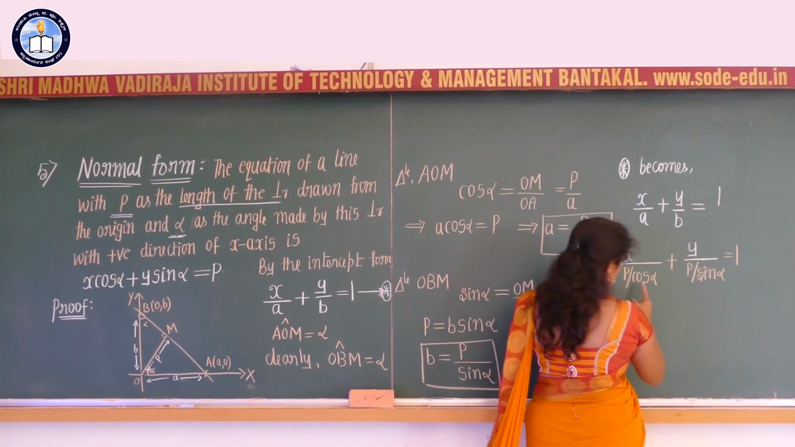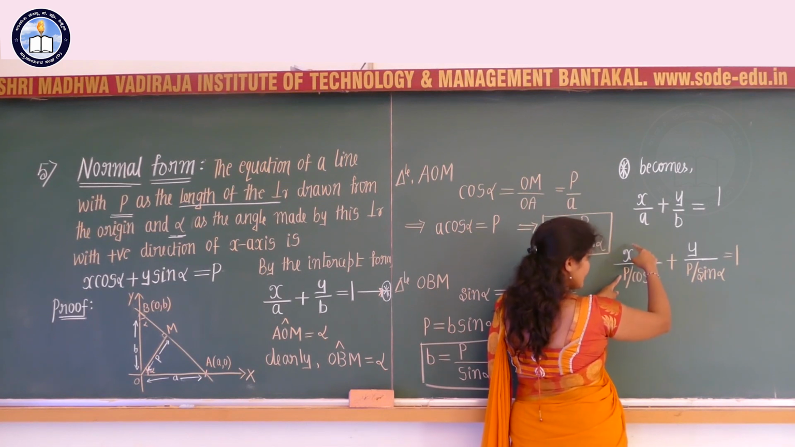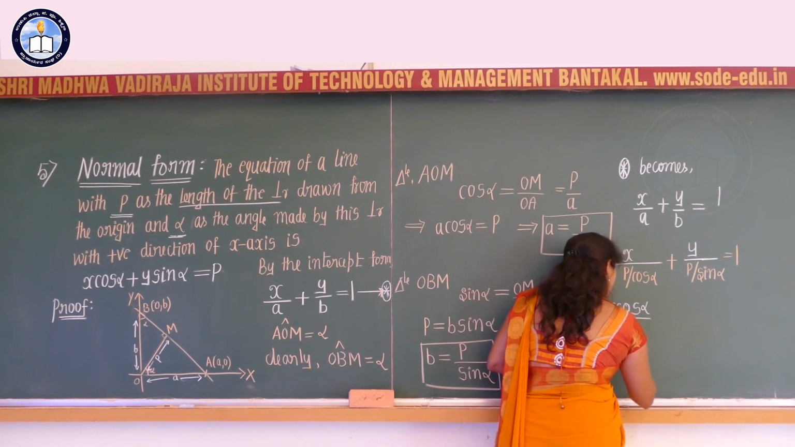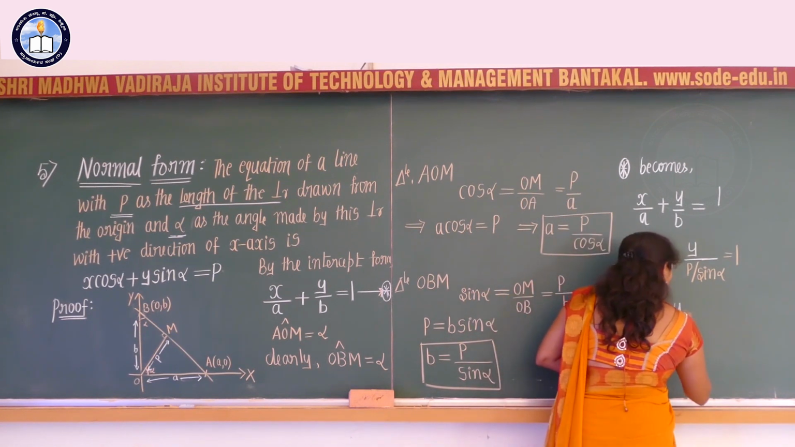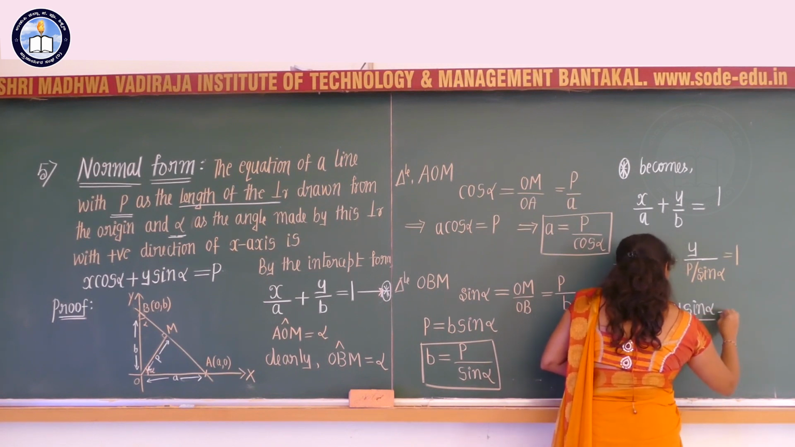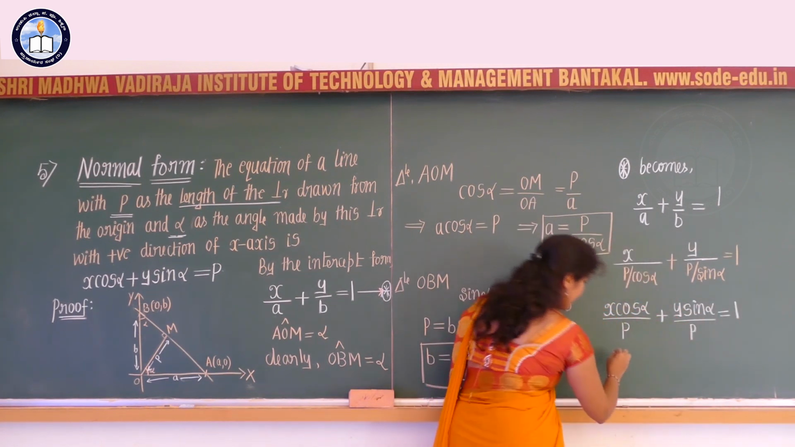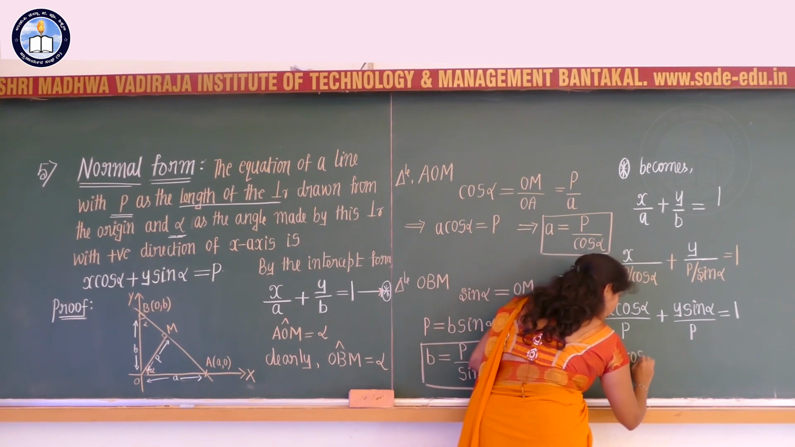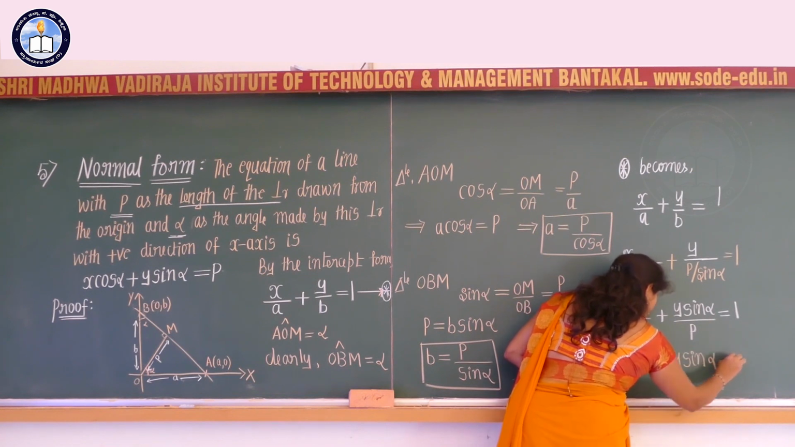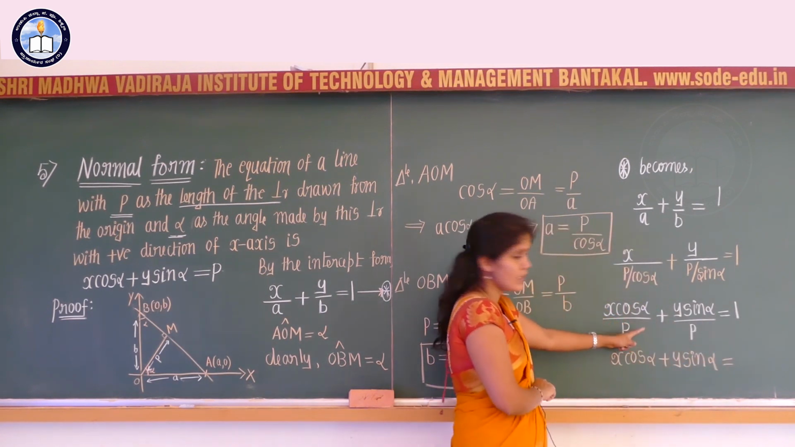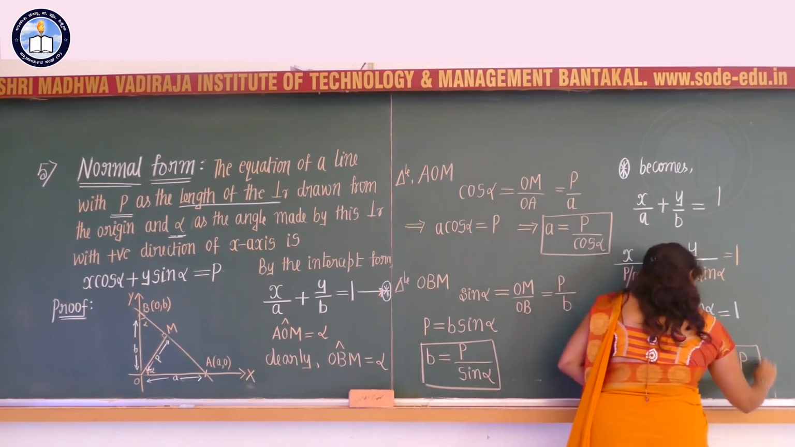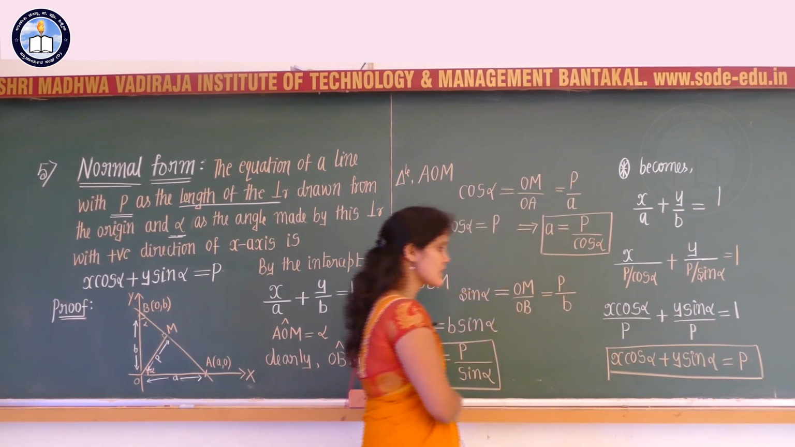When cos alpha goes to the numerator, you can write it as x cos alpha divided by P plus y sin alpha divided by P is equal to 1. The final answer is x into cos alpha plus y into sin alpha is equal to P multiplied by 1, that is nothing but P. So this is the normal form of equation of a line.